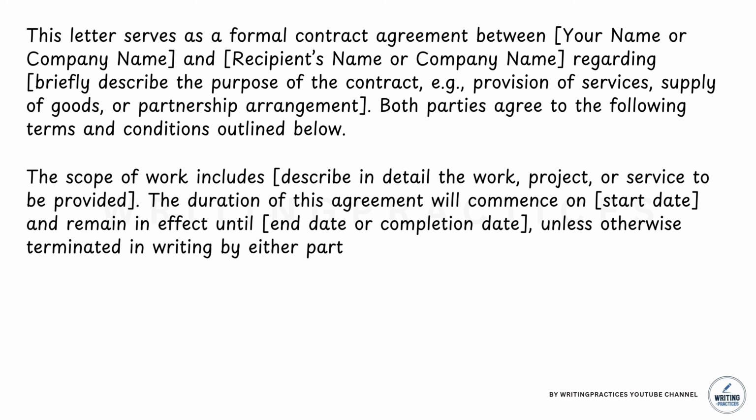Here, you describe exactly what the project or service involves. Be specific about what tasks or responsibilities are included. For instance, if it's a service contract, mention what services will be delivered. If it's a supply agreement, describe the type of goods, quantity, or delivery expectations. You also need to include the start date and end date. These dates define the contract's active period and ensure both parties know when their obligations begin and end. Including termination conditions is equally important.